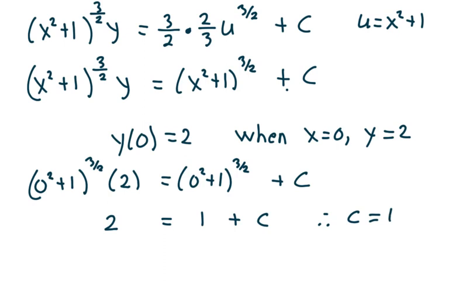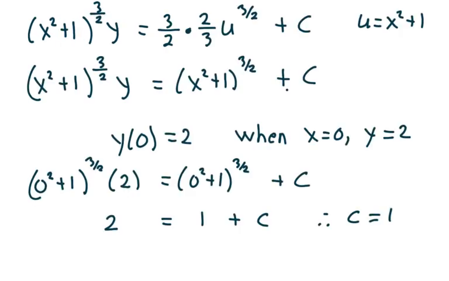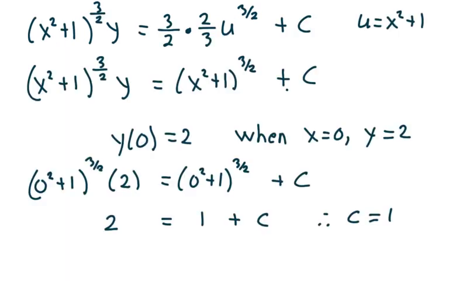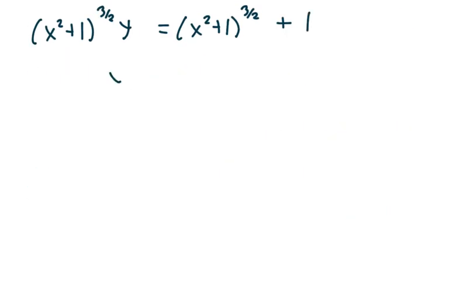Now, what that says is x squared plus 1 to the 3 halves times y is equal to x squared plus 1 to the 3 halves plus 1. And solving for y, I get 1 plus 1 over x squared plus 1 to the 3 halves. So that's a long problem.